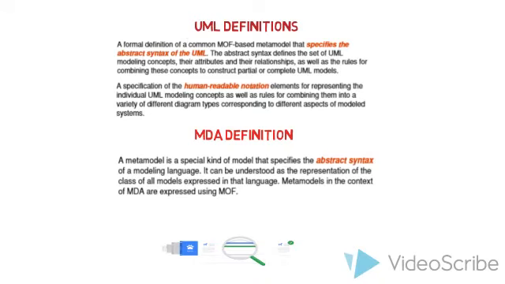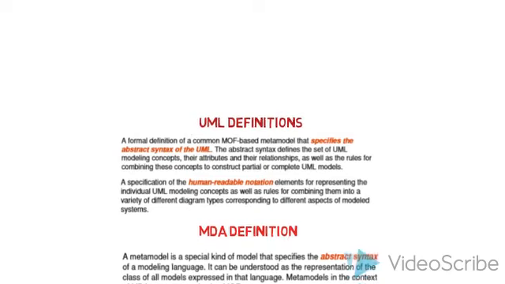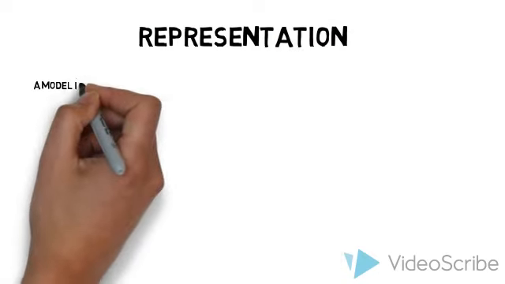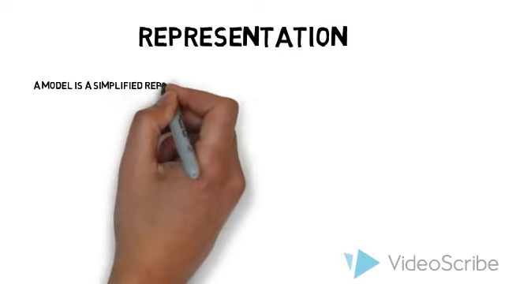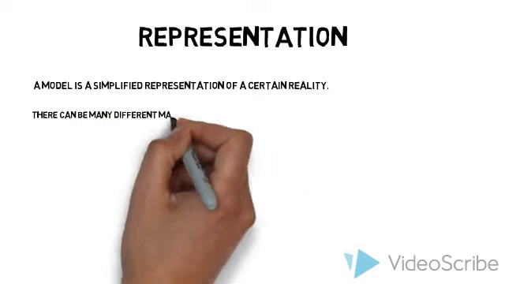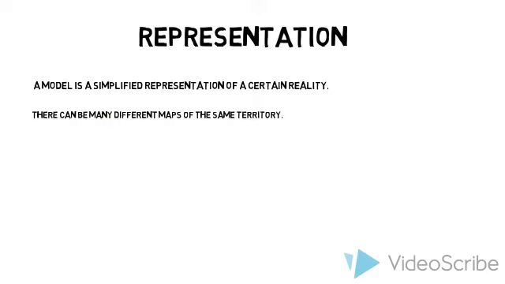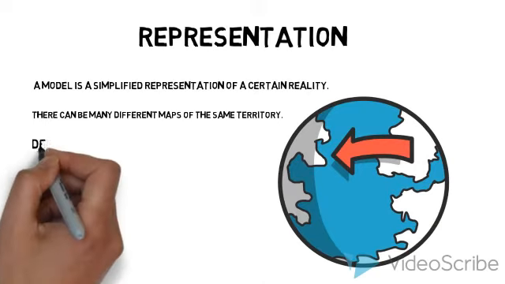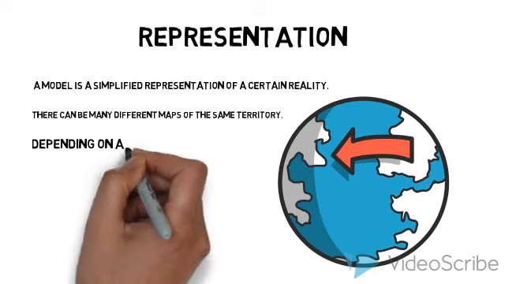So, after a brief introduction in terms of different definitions, now let's discuss representation and conformance. We can say that a model is a simplified representation of a certain reality. Now, if we take the example of a map, there can be many different maps of the same territory, but it depends on the purpose.